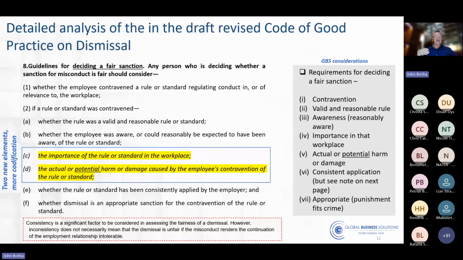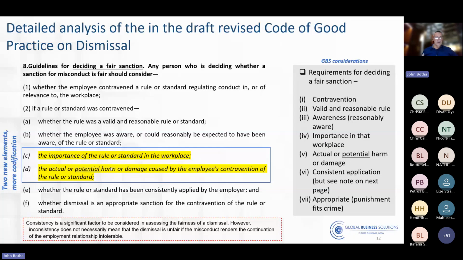They're saying, in addition to that, you must look at that rule in the context of your workplace. How important is that in the context of your workplace? Then I love the next one because it helps us. It doesn't only say you've got to prove actual harm. It goes and it includes a new word called potential harm.